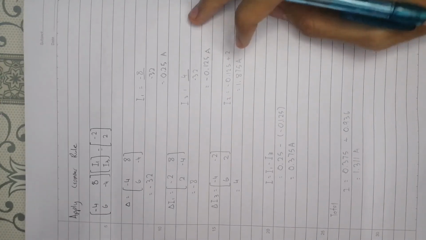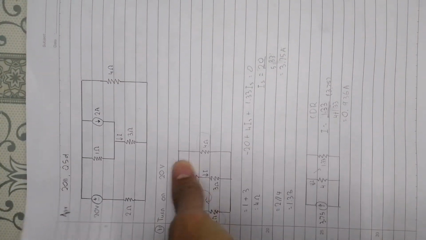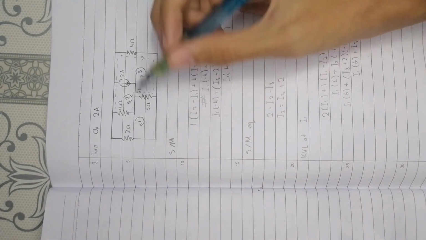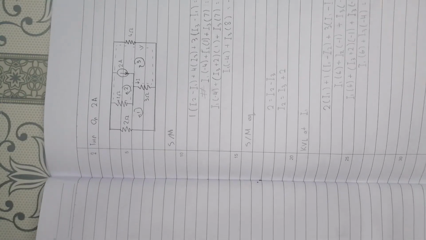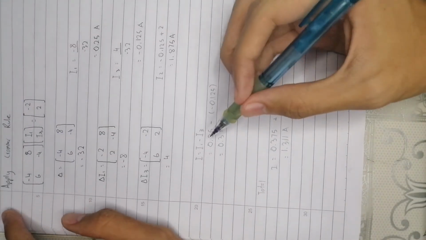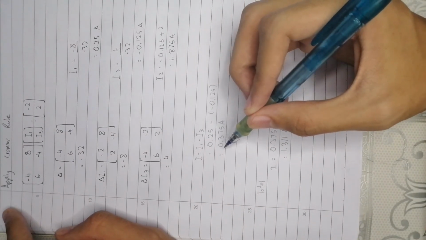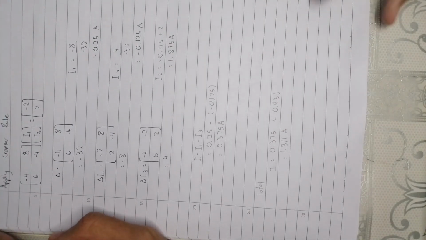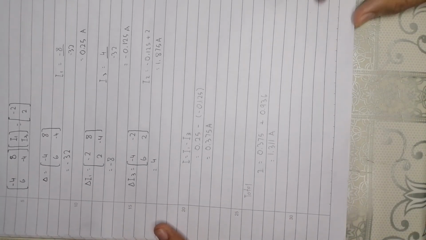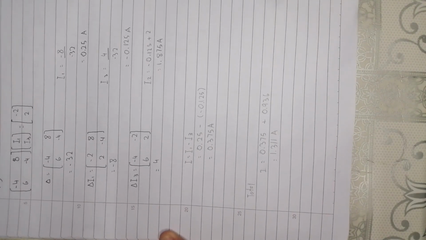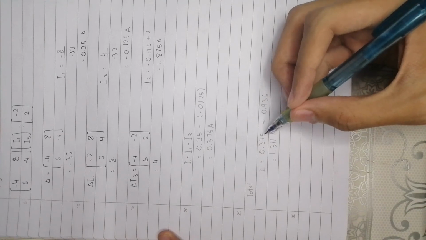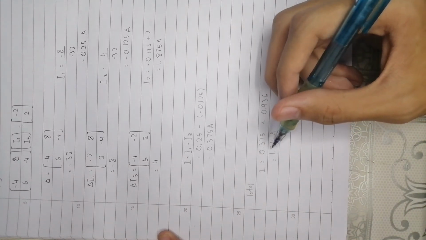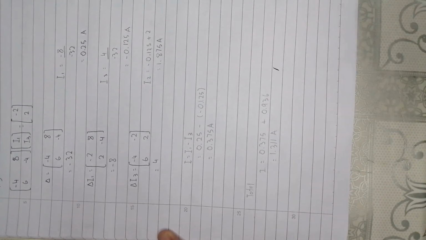So to calculate the value I over here, that is located between I1 and I3, so I1 minus I3, and then we got 0.375 ampere. So the total of I using superposition theorem is 0.375 plus 0.936 equals 1.311 ampere.